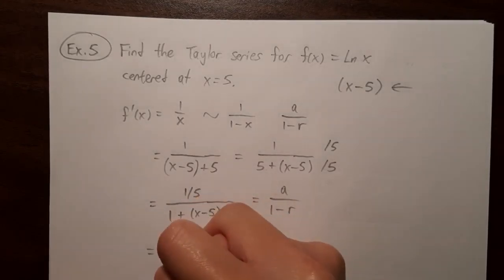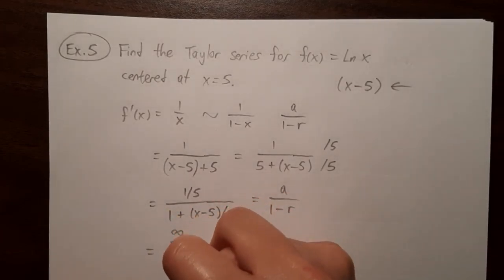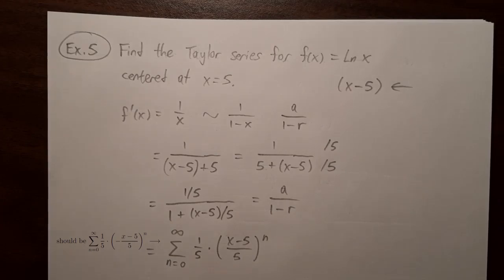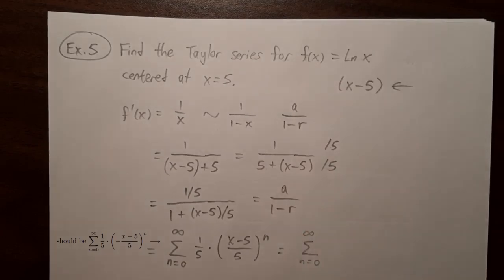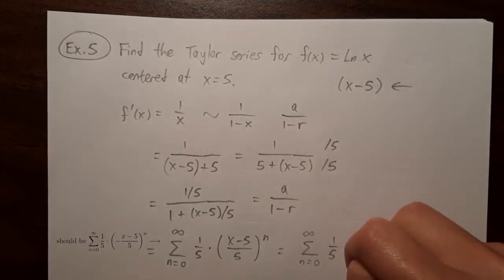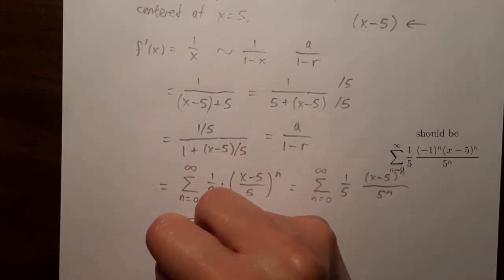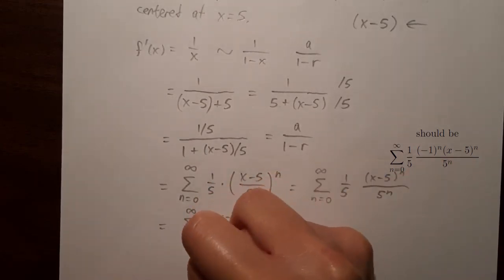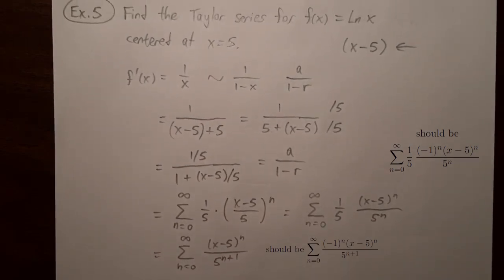So let's turn it into its series form then. The sum from n equals 0 to infinity of 1/5 times x minus 5 over 5, that thing to the nth power. If I simplify it a little bit to make it look more power series-esque, I get x minus 5 to the n divided by 5 to the n, and combine those. We get x minus 5 to the n divided by 5 to the n plus 1. All right, so mission accomplished.